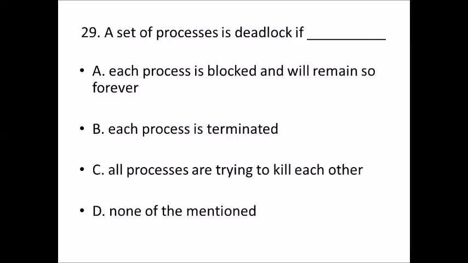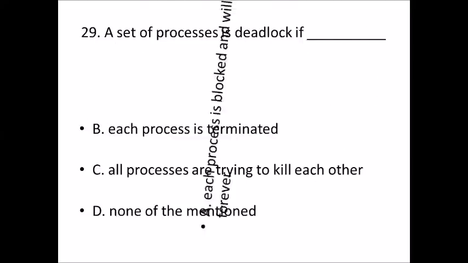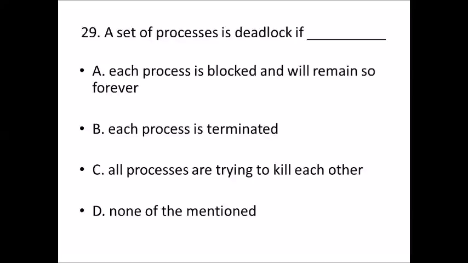29th bit. A set of processes is deadlocked if dash. Option A each process is blocked and will remain so forever. Option B each process is terminated. Option C all processes are trying to kill each other. Option D none of the mentioned. Option A each process is blocked and will remain so forever.